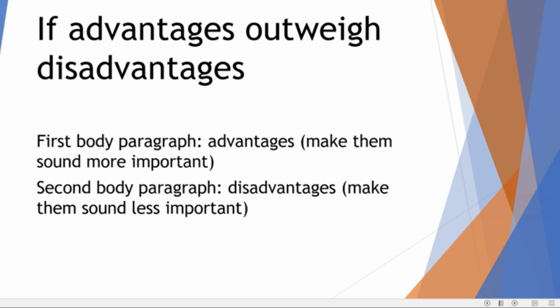Now, what about the body paragraphs? What are the ideas you can include in this essay? If you think advantages outweigh disadvantages, then in the first body paragraph, mention those advantages. Include as many points as you can. You don't have to go into detail, just mention them briefly.